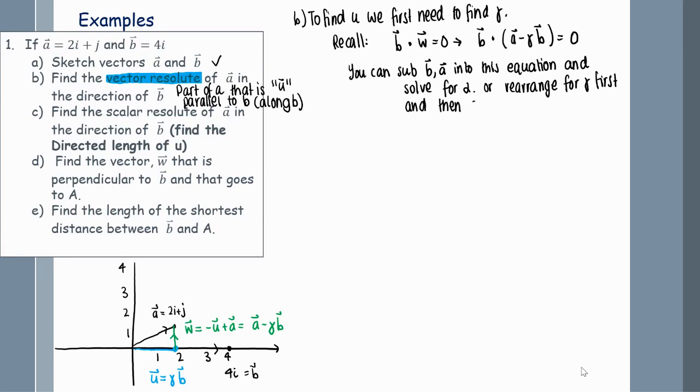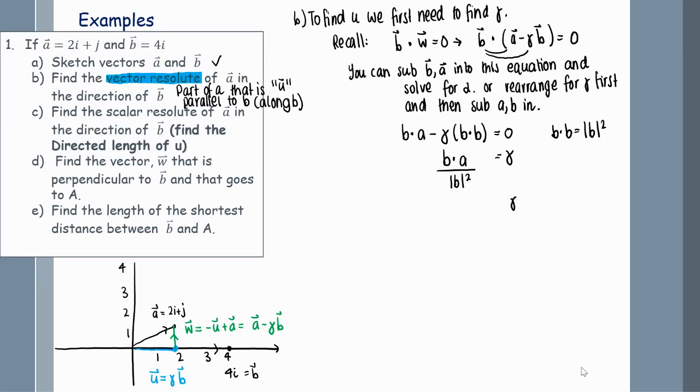So if we expand this equation, we will get B dot A minus gamma B dot B, just by bringing that B inside and dotting where appropriate. If we rearrange, we would take minus gamma B dot B to the right-hand side and then bring the B dot B back to the left-hand side by dividing and end up with something like this. Notice that B dot B is really just the length of B squared. I'm going to put that in now.